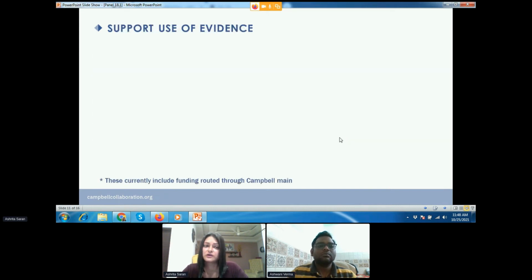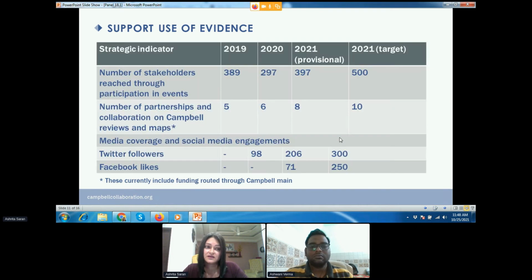The target is set for 20. Now, at Campbell South Asia and Campbell, it is not just to produce the evidence that is important, it is also to have this evidence being used by researchers and decision makers. So we do this in a number of ways, one of which is reaching out to the different stakeholders through a number of events that we host. That could be national level events, or regional or LMIC related events.